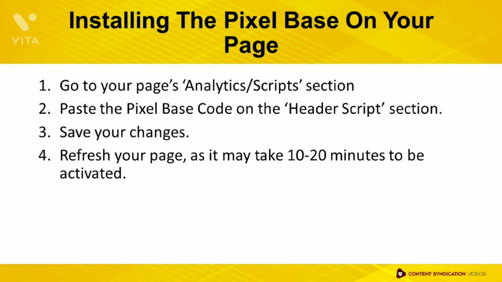Next is the code installation on your landing page. What you need to do now is to go to your landing page's Analytics Scripts section and paste the pixel base code on the header script section. You're done. Make sure that you refresh your page, as it may take 10 to 20 minutes for the pixel to be activated. To ensure that your pixels are installed successfully, head back to your Facebook Ads Manager, and there'll be a blue tick symbol indicating you have installed it correctly. You can now track the type of audience visiting your landing page.